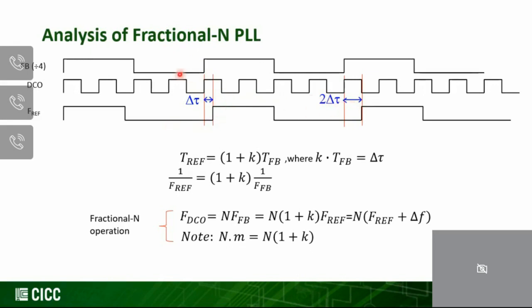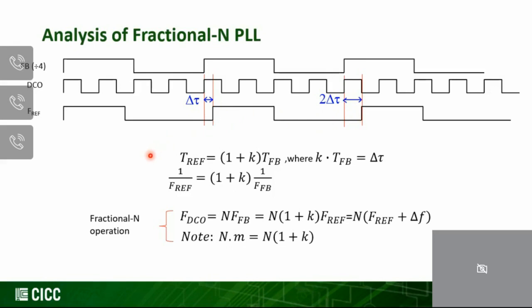For instance, in the beginning, the phase difference can be delta tau, the next rising edge will be 2 times delta tau, and the next will be 3 times delta tau. That is exactly why we accumulate the frequency offset and inject it at the output of the PFD. In other words, we are intentionally guiding this phase drift to be exactly the rate that we want.